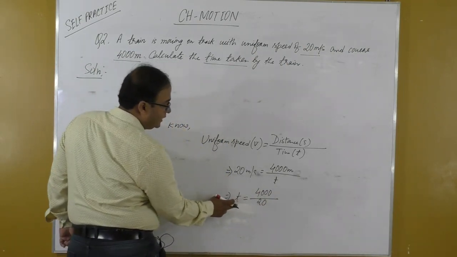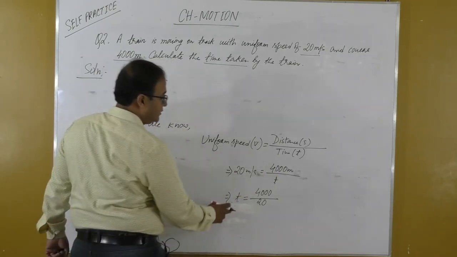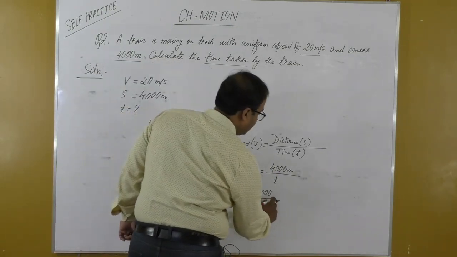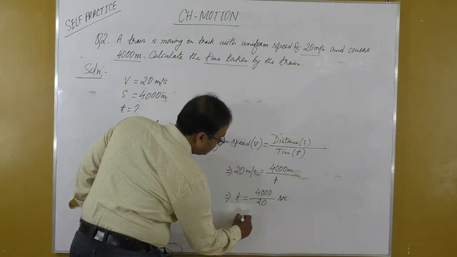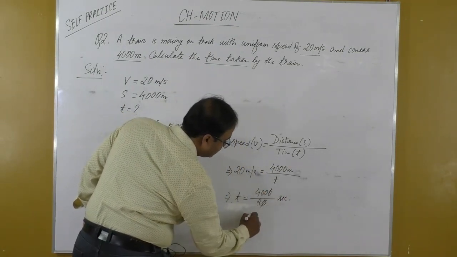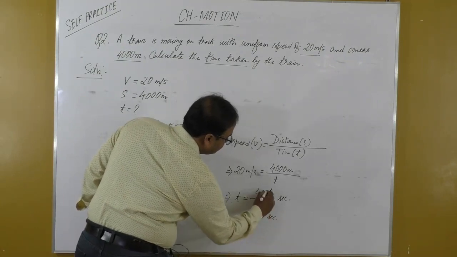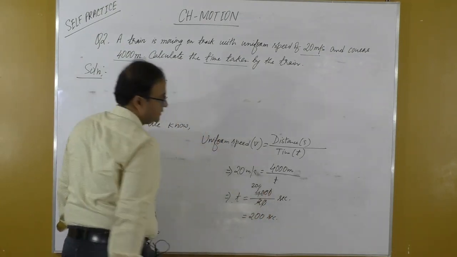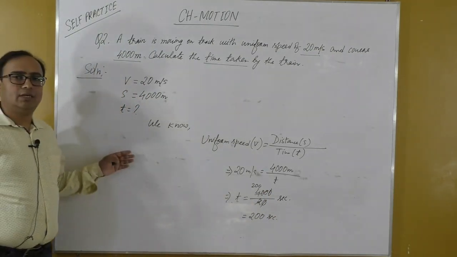Since we are calculating time and we have taken all other quantities in SI unit, the SI unit of time will be seconds. So it is 200 seconds. So time required by the train is 200 seconds.